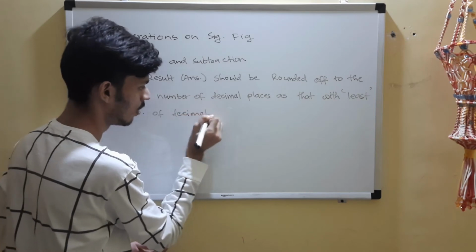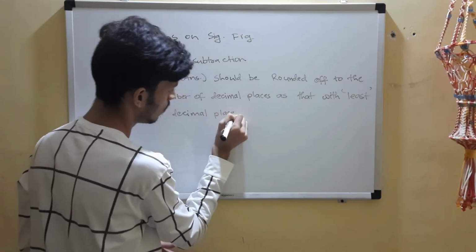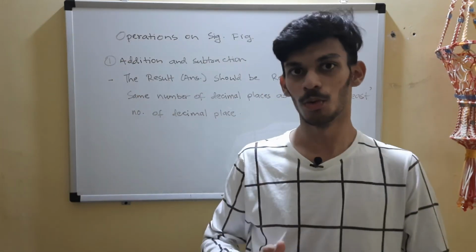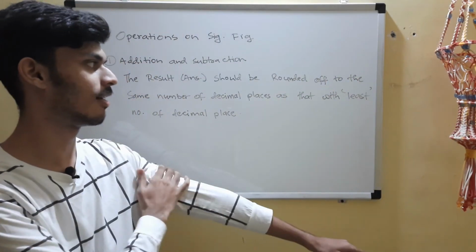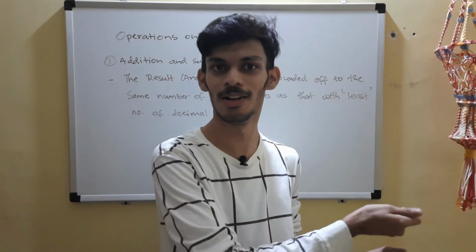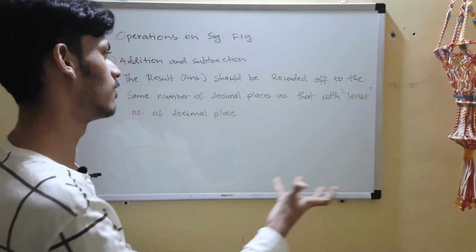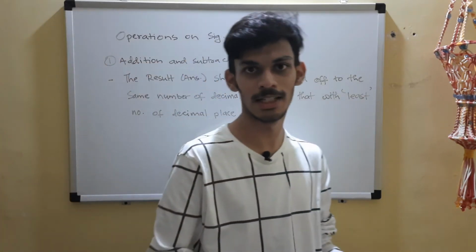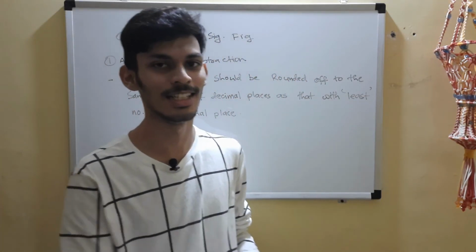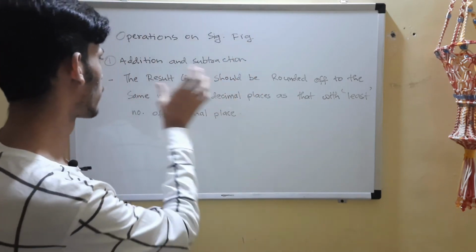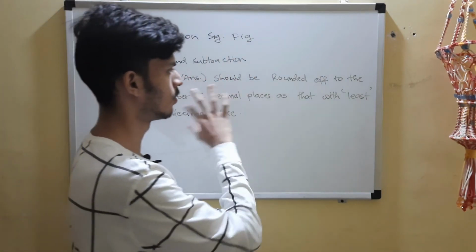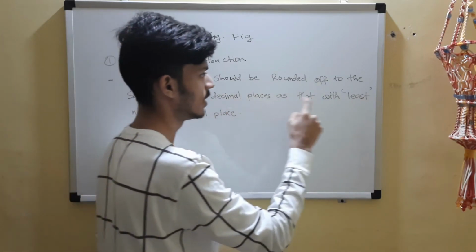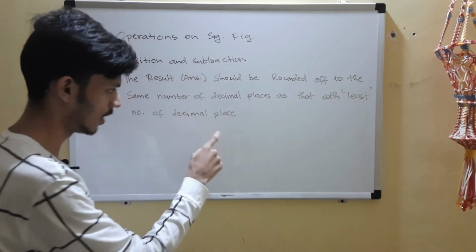So this is the rule, because when you add two things, as I told you in the factory problem, the result depended on the least part which was produced. Here also, the one with the least number of decimal places, or the least accuracy, decides the game. So the answer should be rounded off to the same number of decimal places as that with the least number of decimal places.